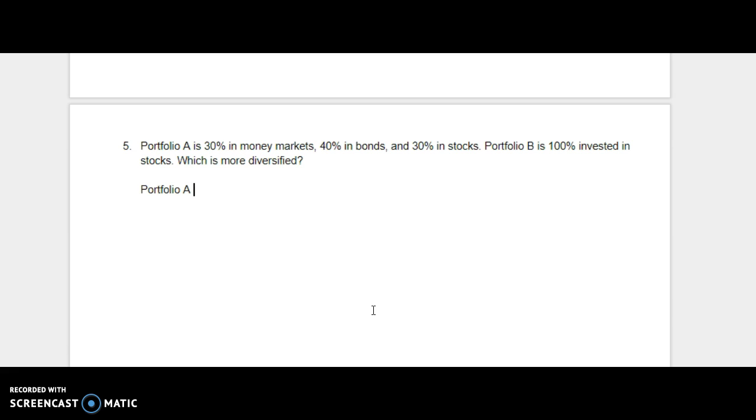So again, we want to diversify by spreading that risk over different types of investments to cover and hopefully balance any losses but come out with a gain in the end.